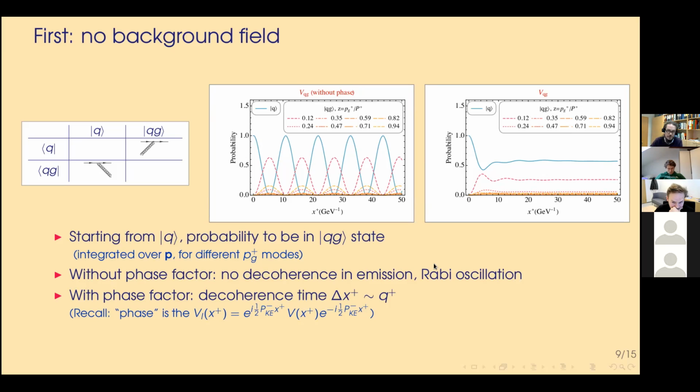This is like a Rabi oscillation. In quantum mechanics, this kind of a thing is like a Rabi oscillation. A Rabi oscillation is a two-state system. Here it's slightly more complicated, but not much more complicated in the end.